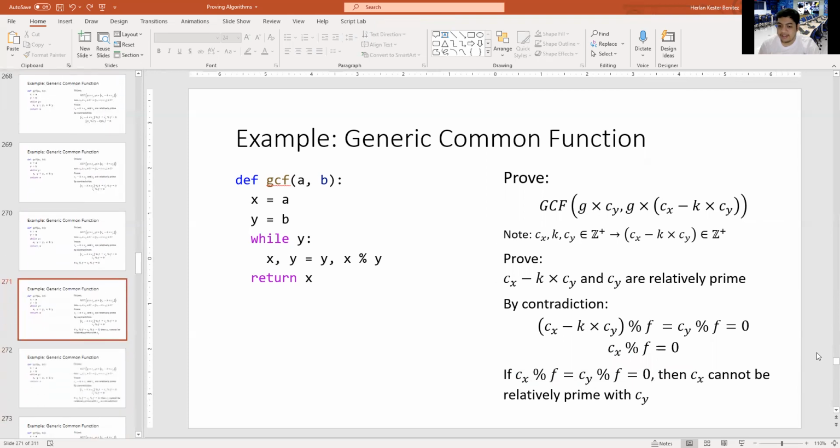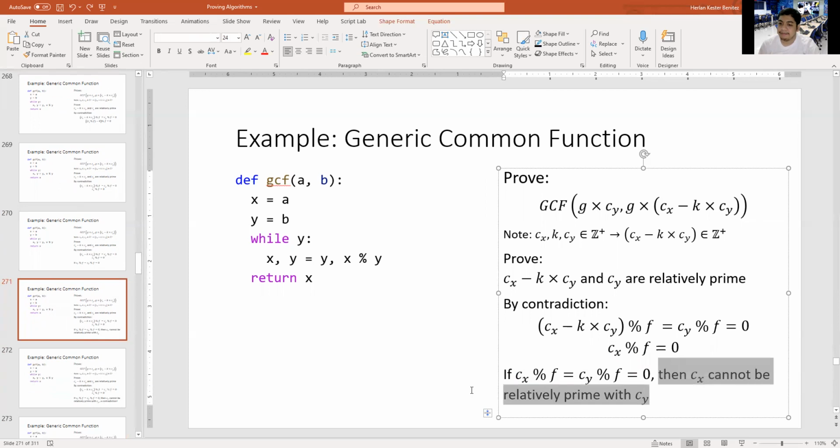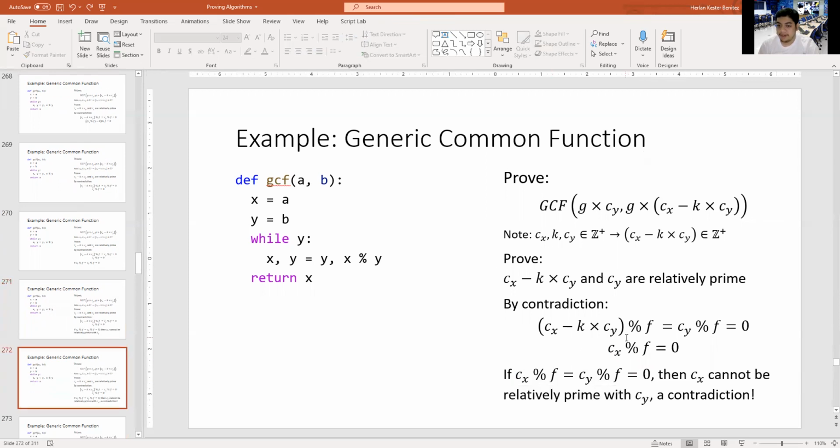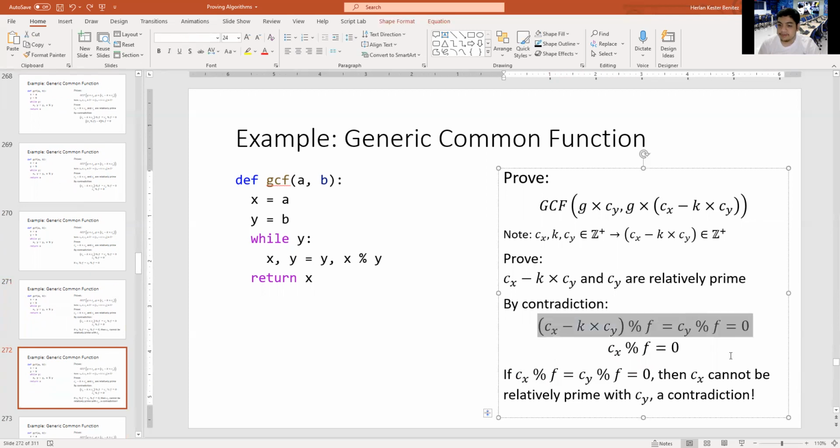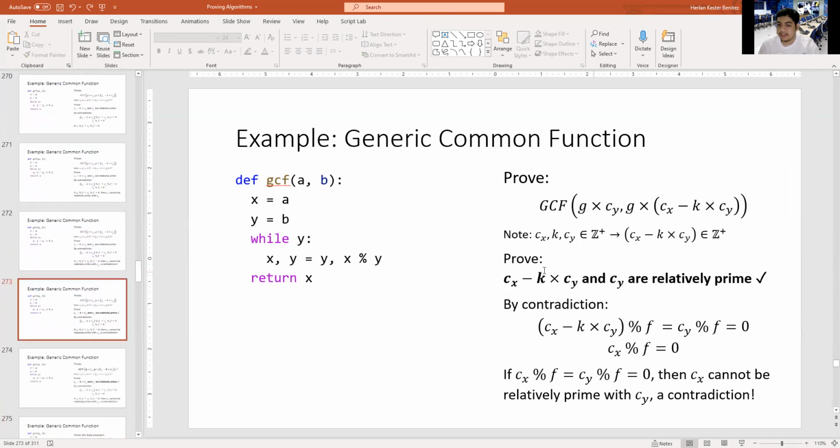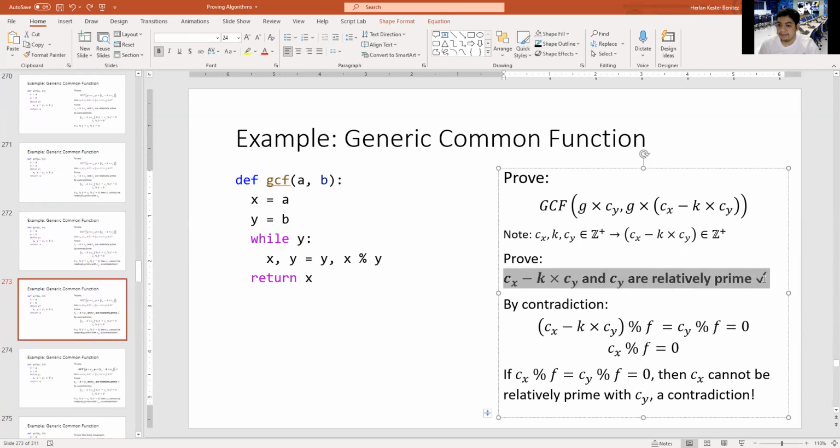However, we said at the start that cx and cy are relatively prime. They should not have any common factors. So, we have a contradiction. Therefore, this cannot be true, which means that we have proven that cx minus k times cy and cy have no common factors, and therefore they are relatively prime.